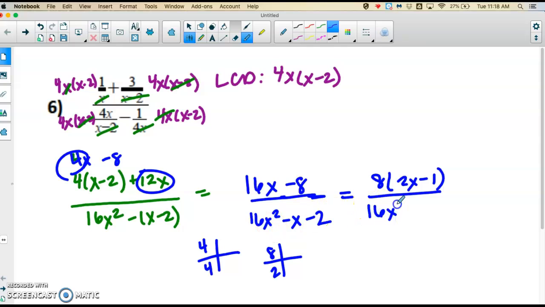So 16x squared minus x minus 2. So just take a look over that and then let me know if you're ready for the retake then. Okay?